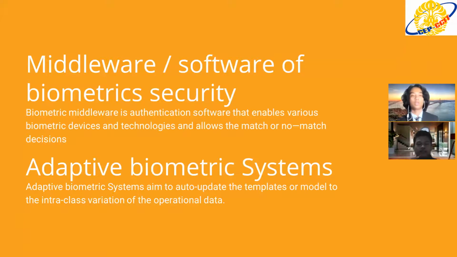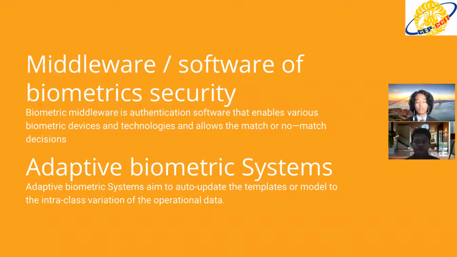The next one is middleware or software of biometric security. Biometrics middleware is authentication software that enables various biometric devices and technologies and allows the match or no-match decisions made by core technologies to provide authentication to various PC applications and resources. Middleware solutions may be compatible with as few as 5 and as many as 25 different authentication solutions, with a focus on biometrics but also including smart cards and tokens. Authentication through this device can provide access to the operating system, applications, or other protected resources.